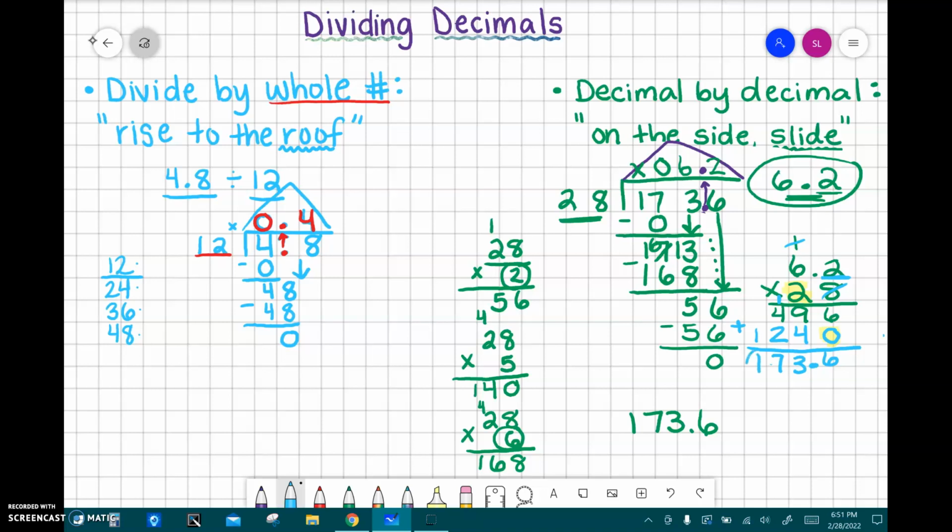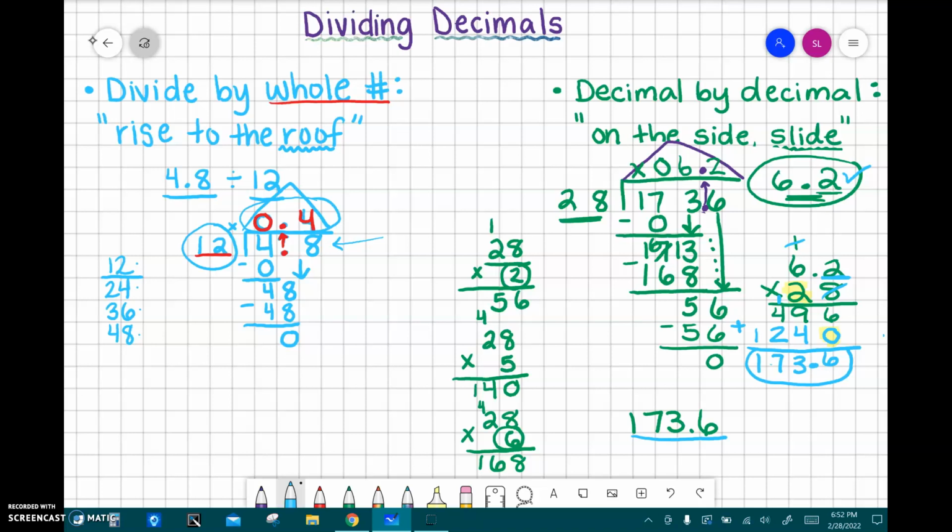So that means my answer should have been 173 and 6/10 on my inside, and it was. So I know my answer was correct. I can do the same thing. Always check my outside number and my answer. If I multiply them together, I should get the number in the middle.